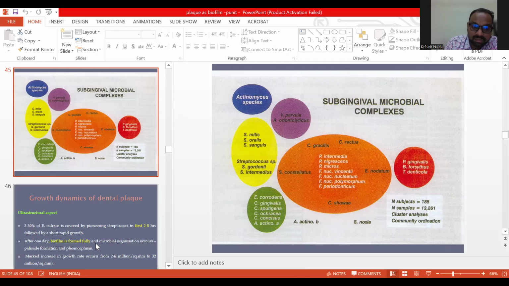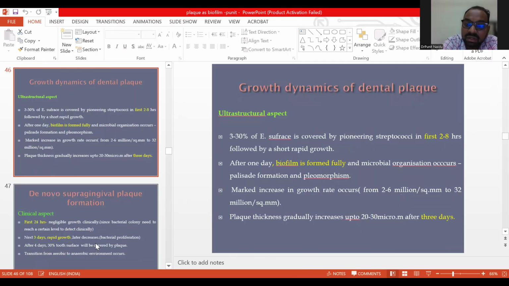The ultrastructural aspect of the dental plaque: 3 to 30% of the surface is covered by streptococci in the first 2 to 8 hours, followed by a short rapid growth. And after 1 day, this biofilm is fully formed, with microbial organization occurring in palisade formation and pleomorphism. And there is a marked increase in growth rate, from 2 to 6 million. And the plaque thickness gradually increases from 20 to 30 micrometers.